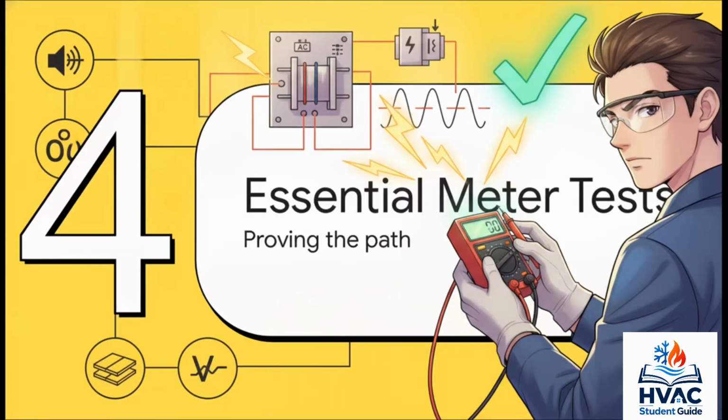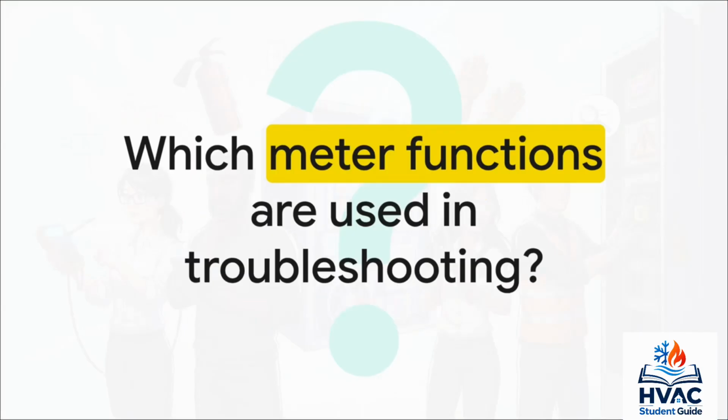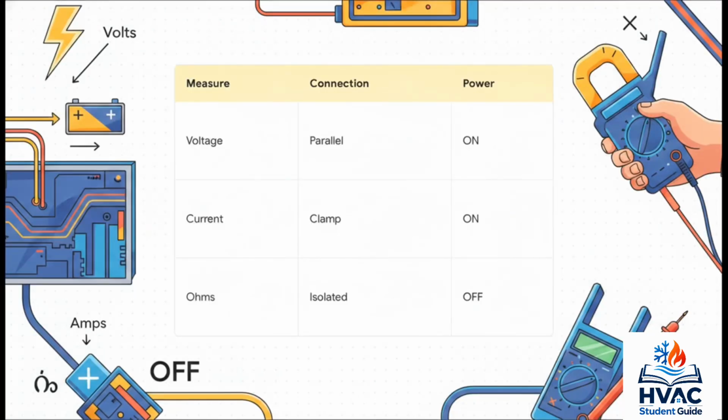Next up, Section 4, essential meter testing. Now that we know how everything operates, how do we actually prove the electrical path is intact? Question 15 asks us to identify our 3 best friends on a diagnostic service call. If you're going to verify a complaint and figure out why a system is completely down, you have to know exactly which settings to use on your multimeter. Your answers for question 15 are volts, current, and resistance, or ohms.